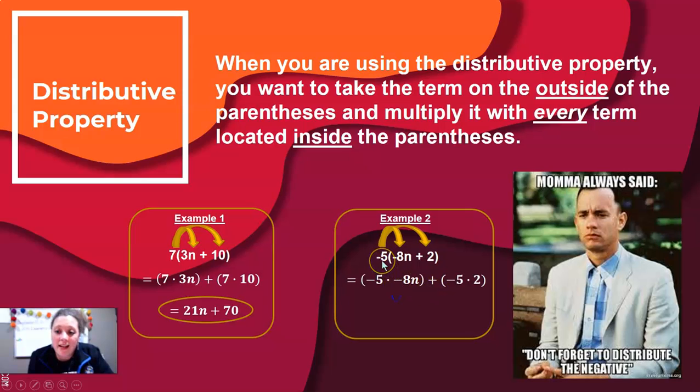So I'm going to take negative 5 times negative 8n, and then it's going to be negative 5 times positive 2. So just how I have it broken out here. So then, negative 5 times negative 8n, we have to focus on our coefficients. A negative times a negative is a positive.